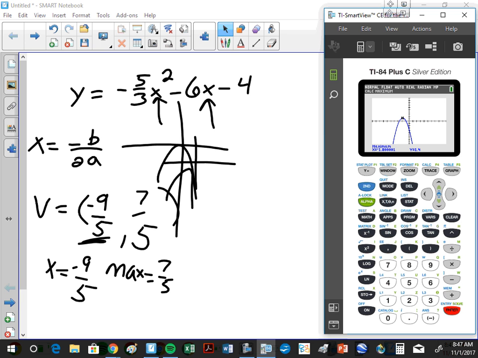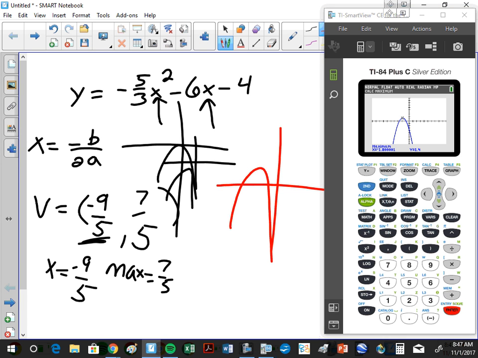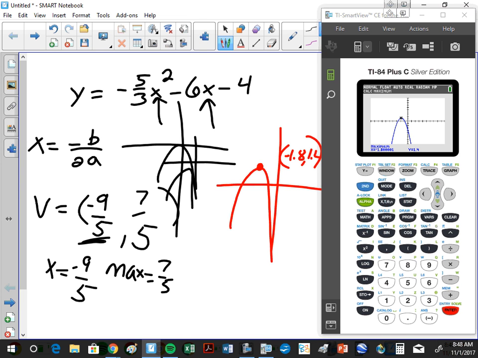So I'm going to guess -2, and I get -1.8, comma 1.4. So I know that this point is -1.8, comma 1.4, and then you can use those numbers to answer the questions. The axis of symmetry hits the x-axis at -1.8. This one has a maximum at 1.4, and then you can do the domain, and then you can do the range.